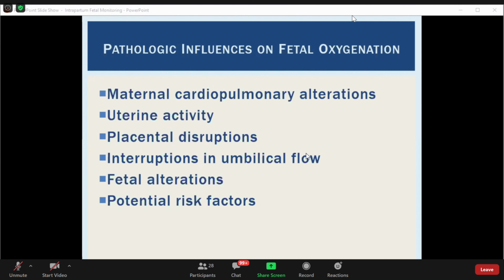Placental disruptions. Last semester, I'm sure you talked about myocardial infarctions. So the same process, the same kind of thing can happen with the placenta. If you have a placental infarct, if the placenta pulls away from the uterine wall, what we call a placental abruption, anything like that can alter fetal oxygenation.